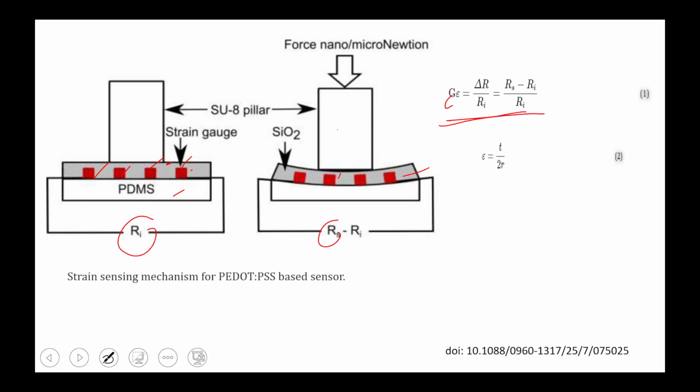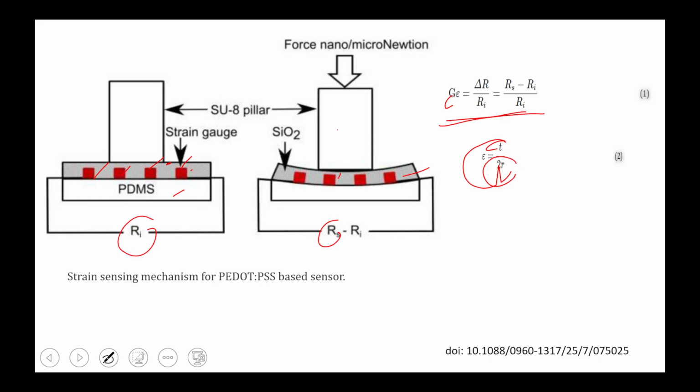When we bend, this is my PDMS substrate of sensors. I have to bend these sensors on my finger. Now, I will take the radius of my finger, how much the bending radius is, and I will calculate the strain of the sensors, how much the change in strain will take place after the bending.